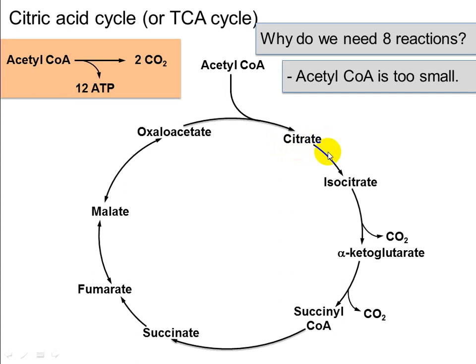A minor structural rearrangement leads to isocitrate. We are ready to break first carbon-carbon bond and to release the first carbon dioxide. The result is alpha-keto glutarate with 5 carbons. We continue to break another carbon-carbon bond and to release a second carbon dioxide. The result is succinyl-CoA with 4 carbons. Removal of CoA leads to succinate with 4 carbons.